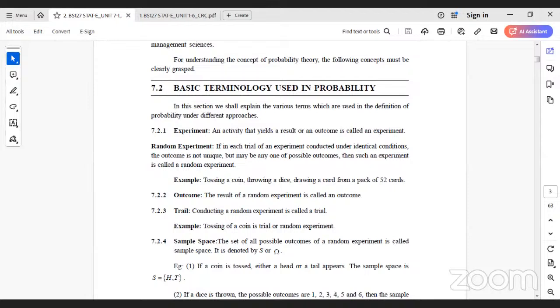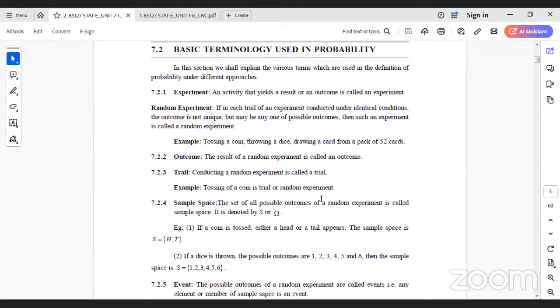Either head or tail can come up in a random experiment, anything can happen. Outcome: the result of a random experiment is called an outcome. Trial: the conduct of a random experiment is called a trial. Tossing a coin is a trial or random experiment. Anything can come up.